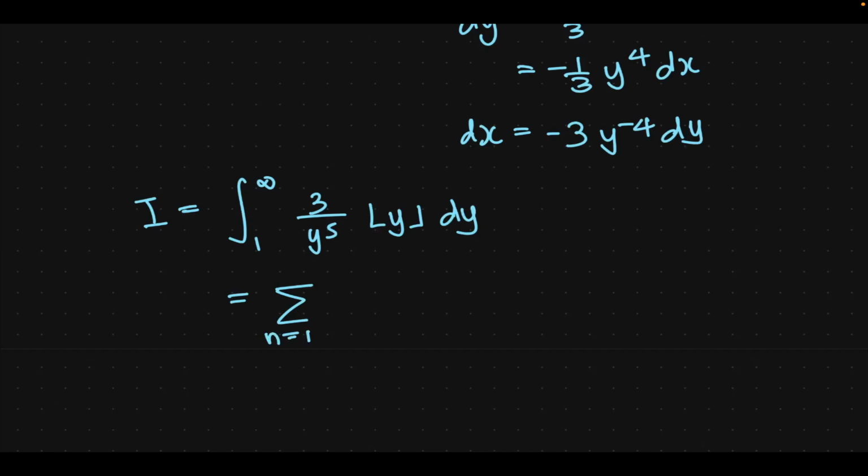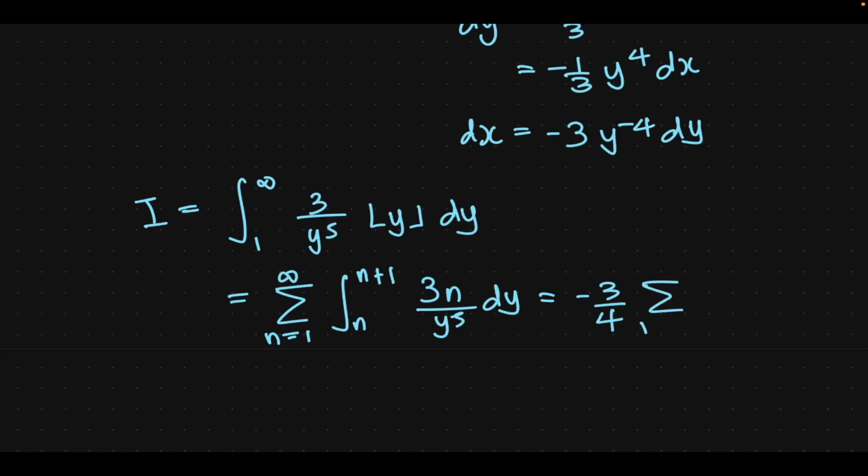And now we can discretize this integral. So sum from n equals 1 to infinity, integral n to n plus 1. The advantage of that is now the floor of y is just n, the lowest bound of the integral. So 3n over y to the 5 dy, which is quite simple to evaluate. We get minus 3 over 4 outside, sum from 1 to infinity, n over n plus 1 to the 4th minus n over n to the 4th.